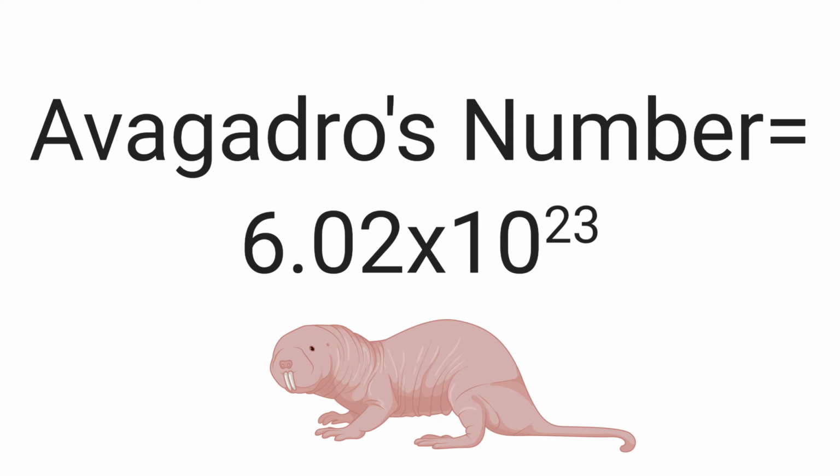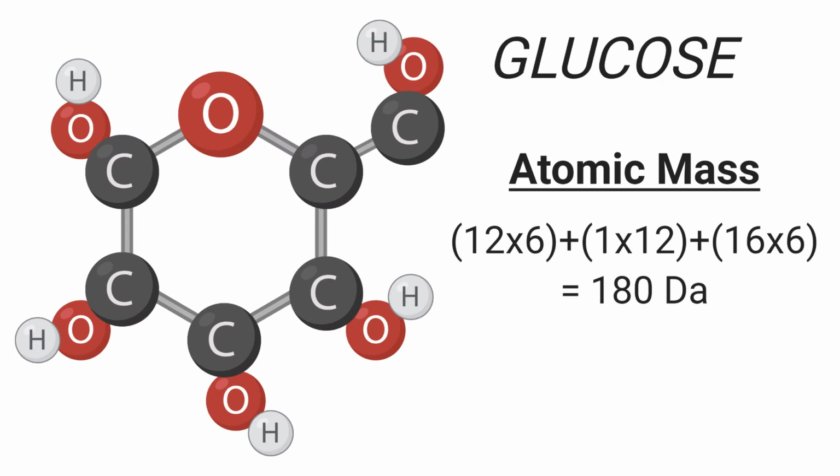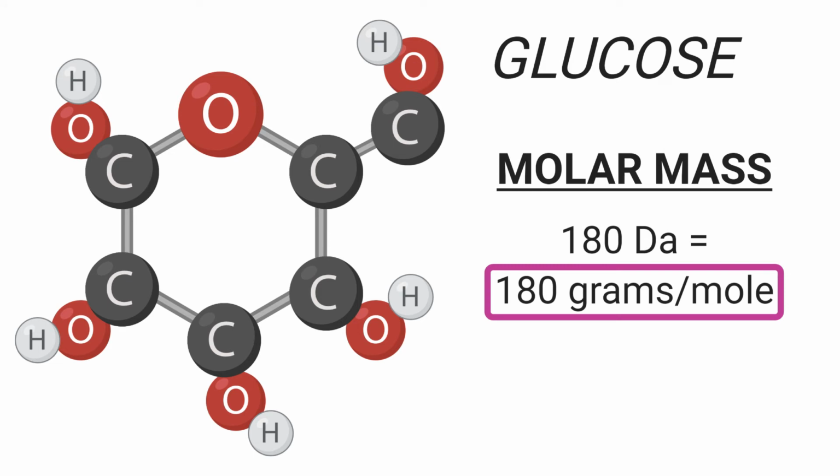Thus, we can swap out Daltons for grams directly. So glucose has an atomic mass of 180 Daltons. We can say that it has a molar mass of 180 grams per mole. Most chemists and biologists use molar mass to talk about the weight of molecules.